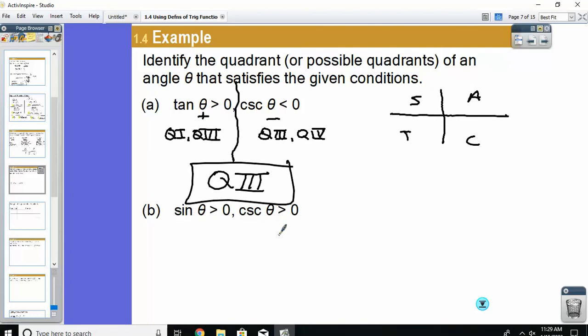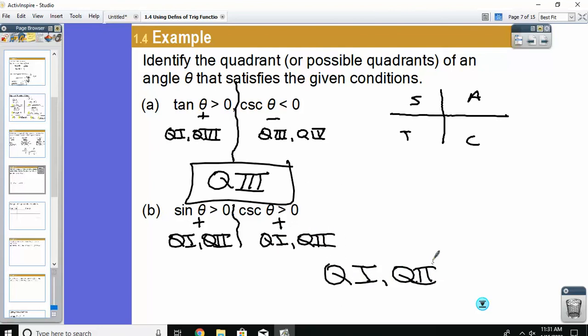Why don't you guys try B? This tells me sine of theta is greater than 0. So that means positive. When is sine positive? 1 and 2. Cosecant theta is greater than 0. That means positive. Cosecant's the reciprocal of sine, so when is it positive? 1 and 2. So what's my answer? What quadrants can we be in? Yep. They're reciprocals. They always do the same thing. So this one actually had 2 possible quadrants that met the requirements.